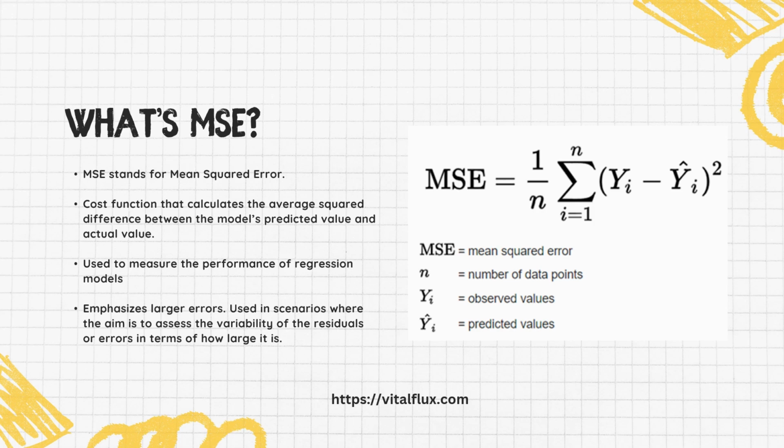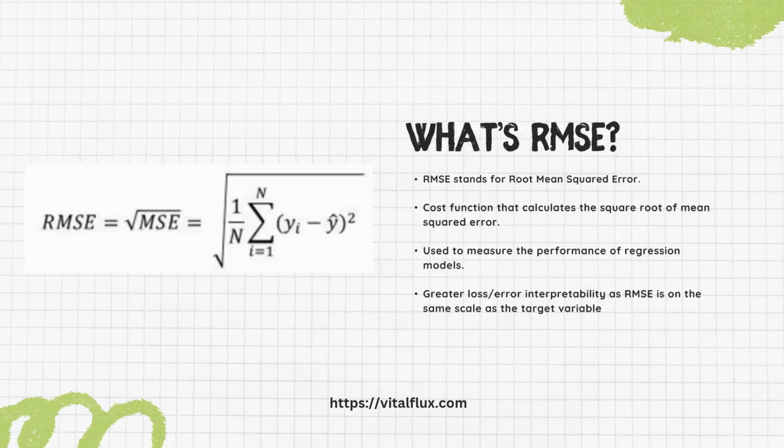So when we are comparing two regression models, we can use MSE to compare their performance. MSE emphasizes the larger errors owing to the square term. So if we have a need to assess the variability of the error in terms of how large it is, it is recommended that we use MSE as the performance metric.